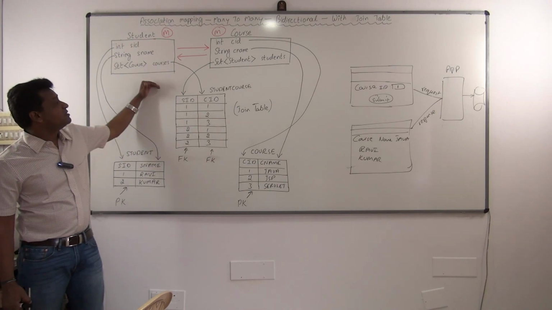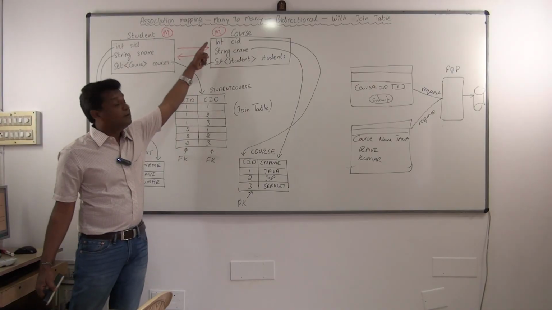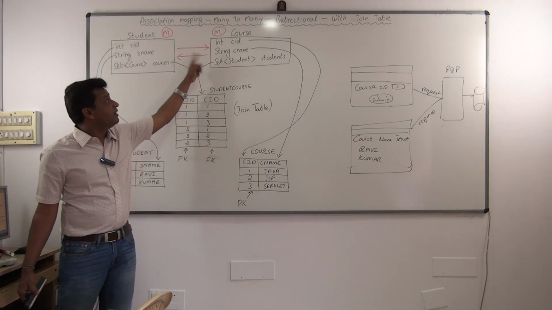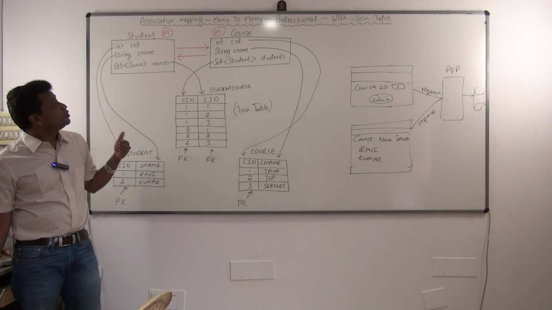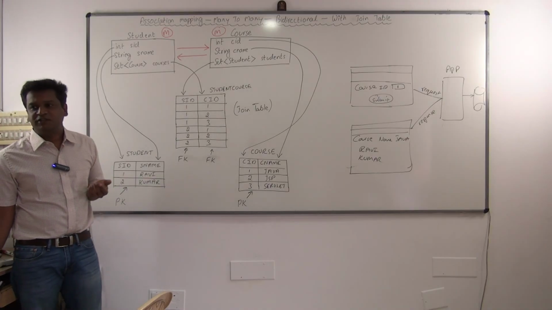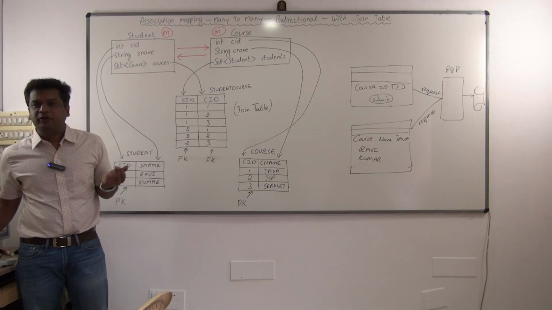Clear? And see, it is association mapping what we are saying. Cardinality is many to many. Direction is bidirection. Clear? Association mapping means student has a course, course has a student. So association mapping, cardinality is many to many, direction is bidirection.